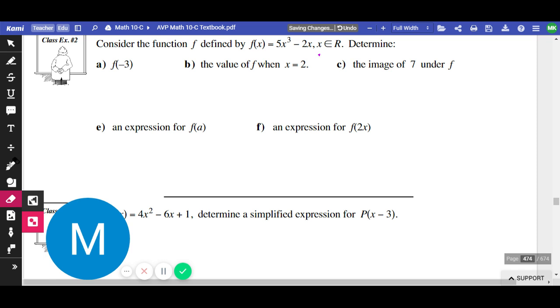Awesome. Then it says determine. We've got a bunch of questions here. We'll start with A. That says f of negative 3. Notice that the number on the inside has changed. That means they're saying x equals negative 3. You have an input of negative 3. So you go to your function and you change it.